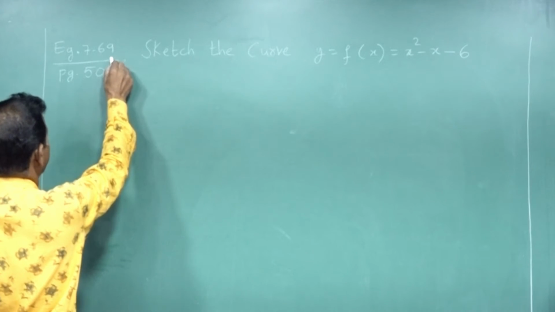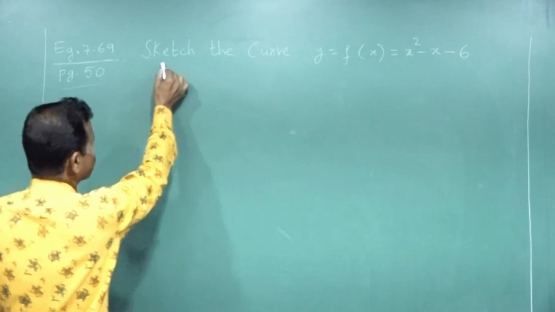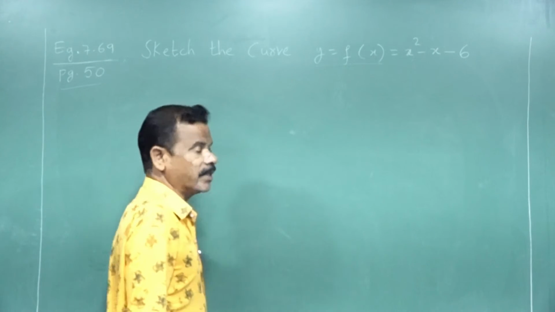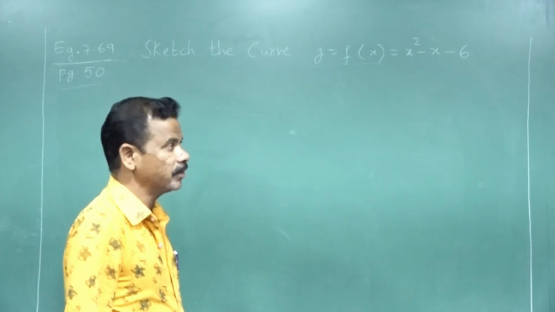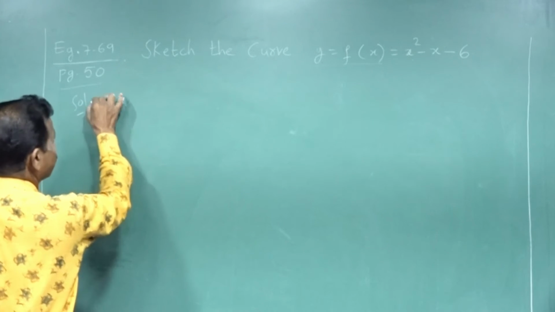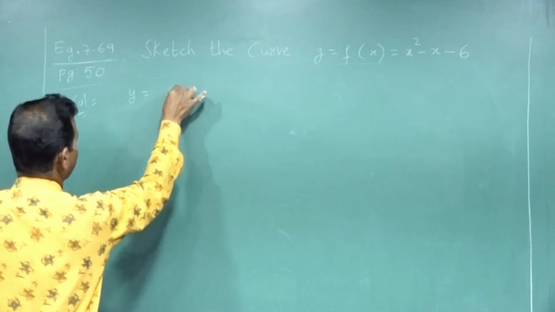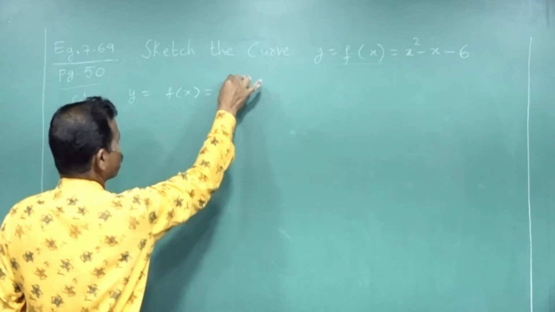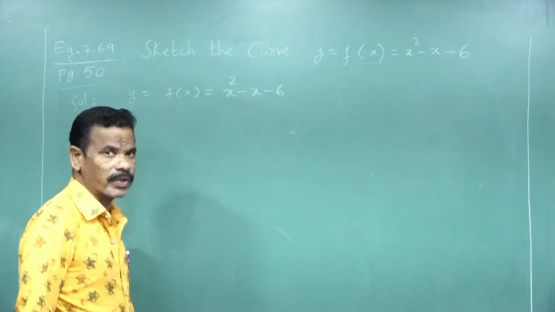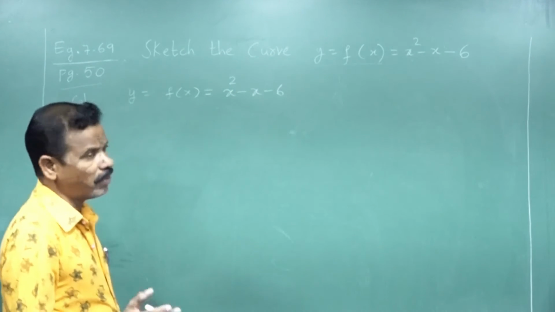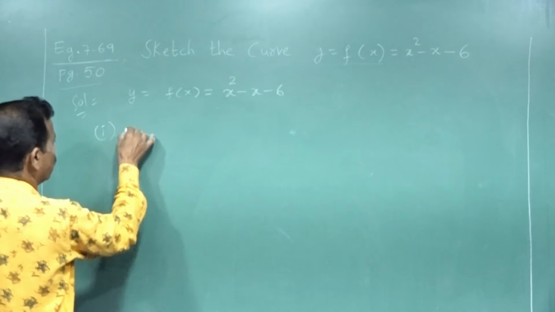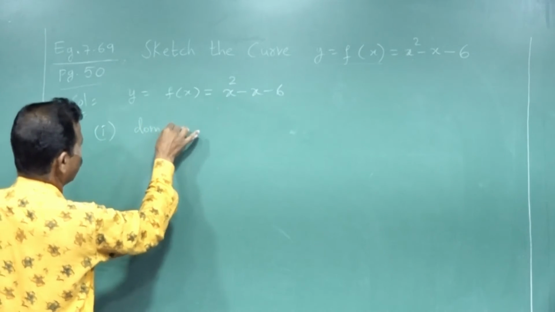Example 7.69, page number 50. Sketch the curve y is equal to f of x is equal to x square minus x minus 6. This is the given function. So first of all, what do we find here? First thing, the domain and range.